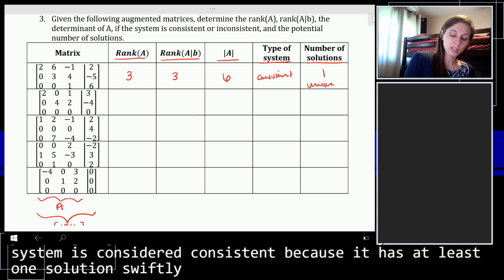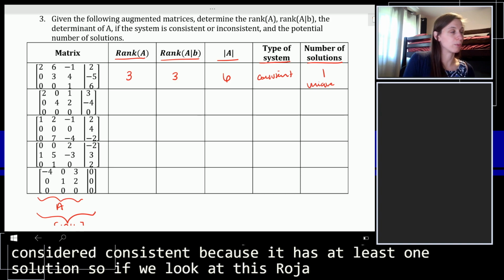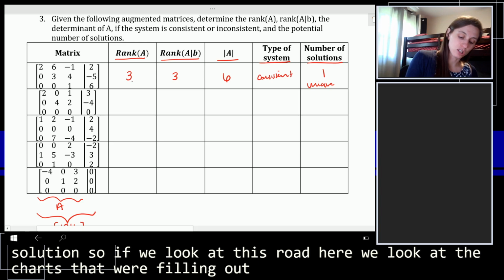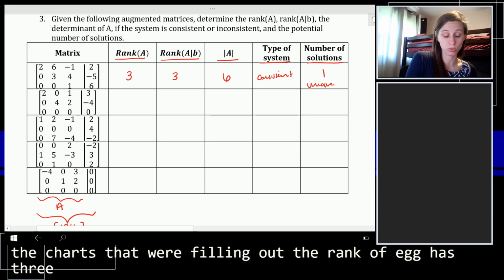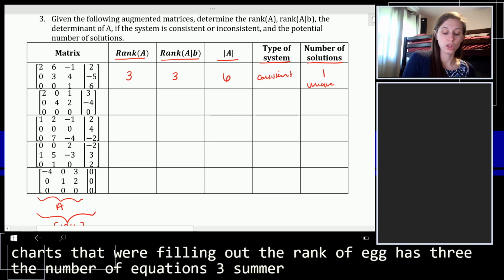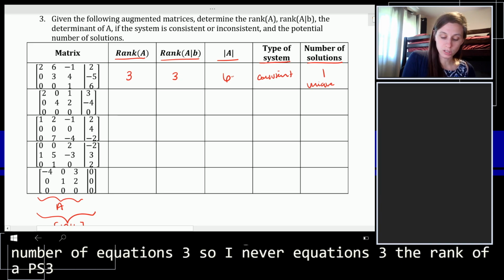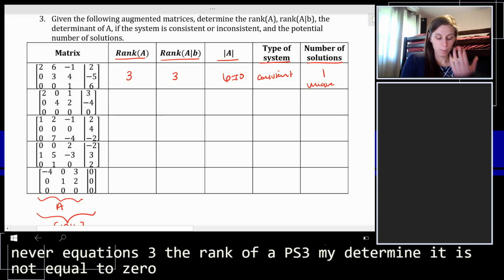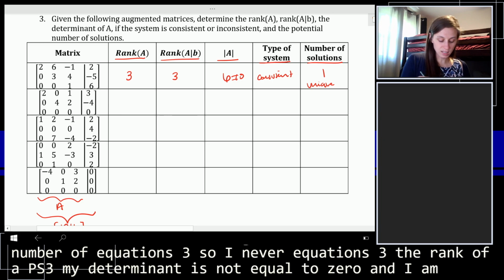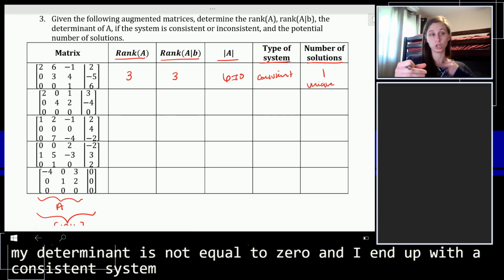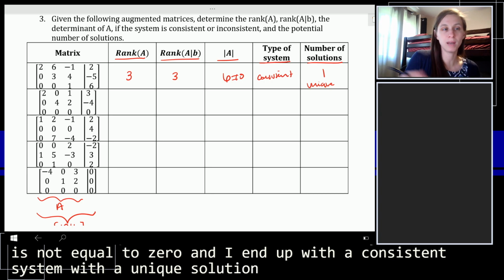So if we look at this row here, this chart that we're filling out, the rank of A is 3, the number of equations is 3. The rank of AB is 3. My determinant is not equal to 0. And I end up with a consistent system with a unique solution. Okay, so let's look at my next one.